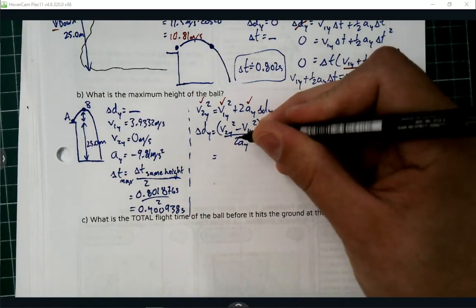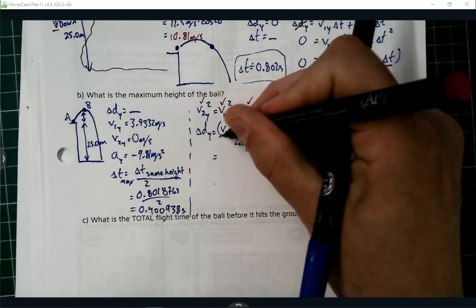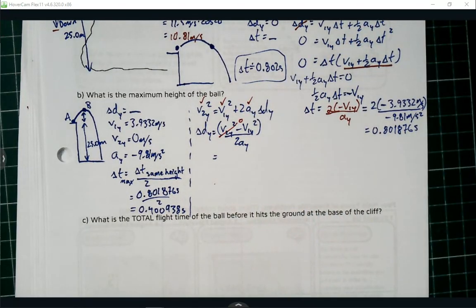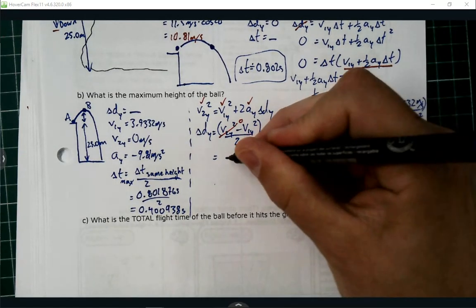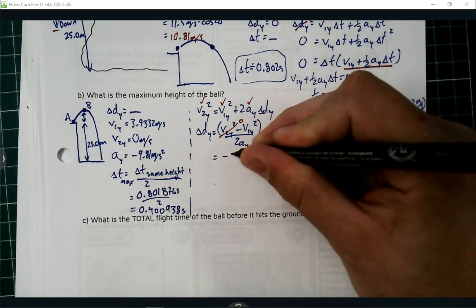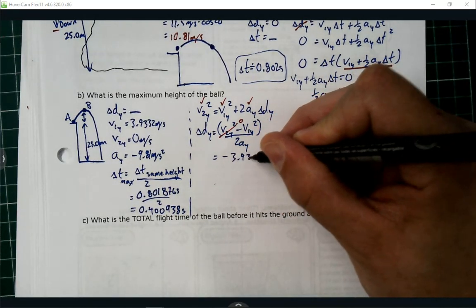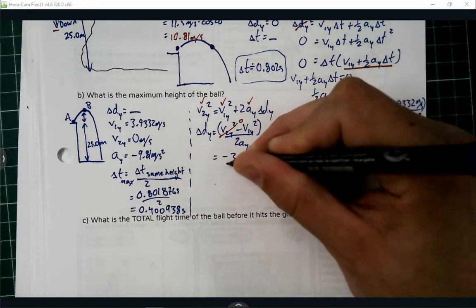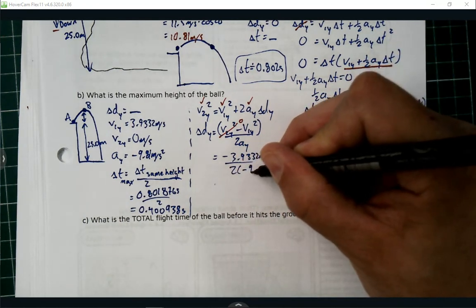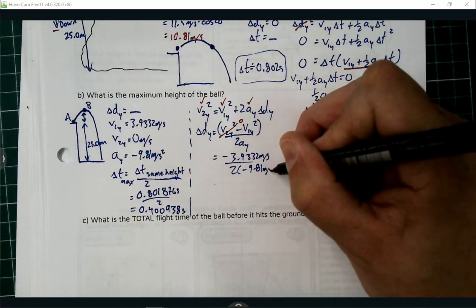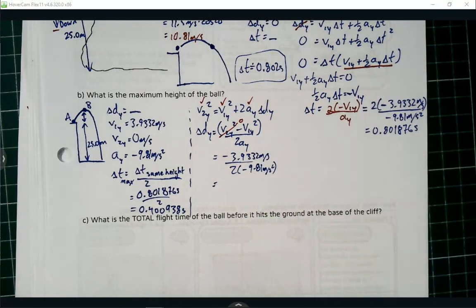Sub in our values. Oh, sweet, v2y is 0. So I always do that whenever I can. So that now I can just sub in negative v1y, which is negative 3.9332 meters per second, divided by 2 times negative 9.81 meters per second squared. Look at that, the negatives are going to cancel out, so that's convenient.